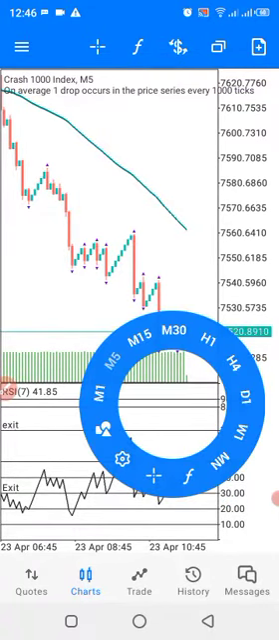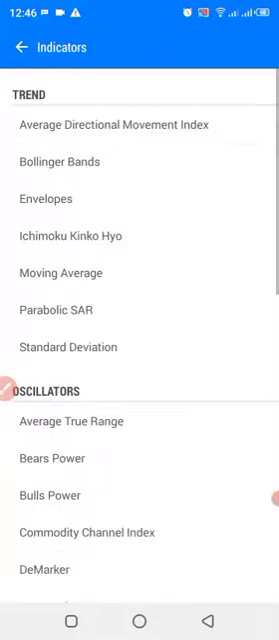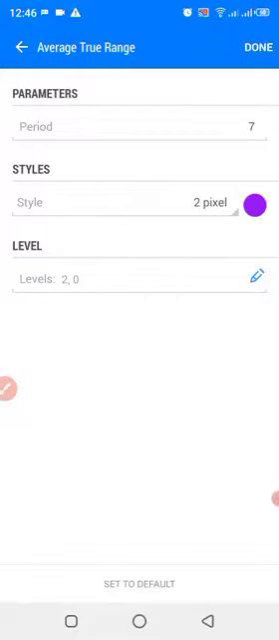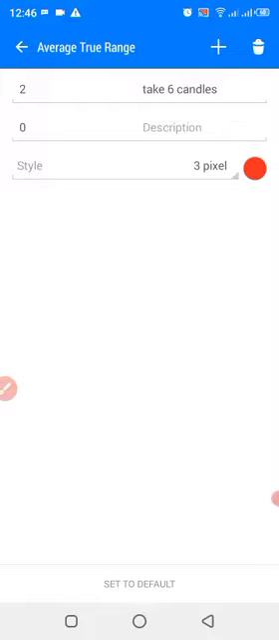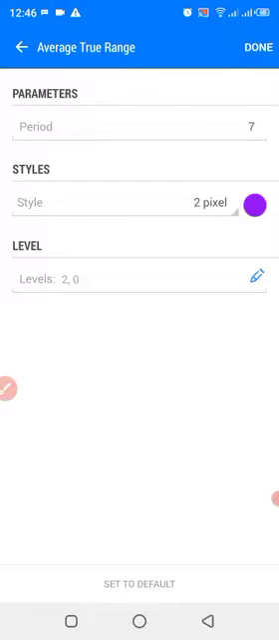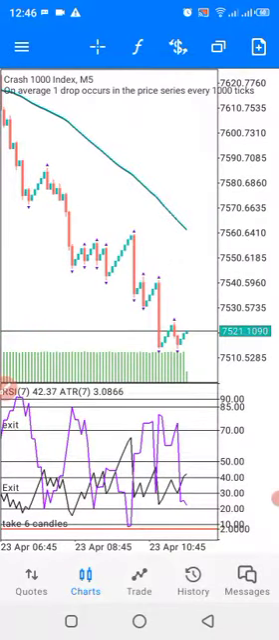We go to the function key, then the average true range. The period is also 7. Pixel is 2. This is the level. See what I wrote there? 6 candles. That is if you are using a 1 minute time frame, but 5 minute time frame is okay. It is safer using a 5 minutes time frame. You make more money using it, and you click done. Now we have the average true range.